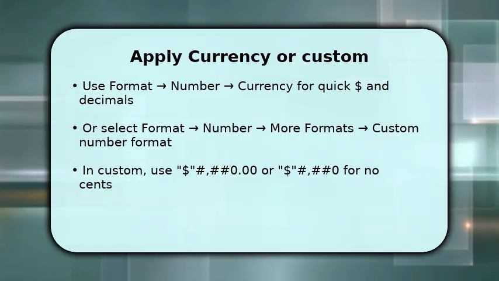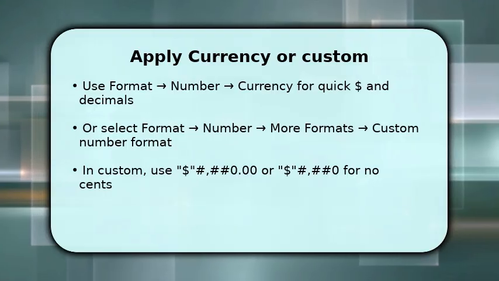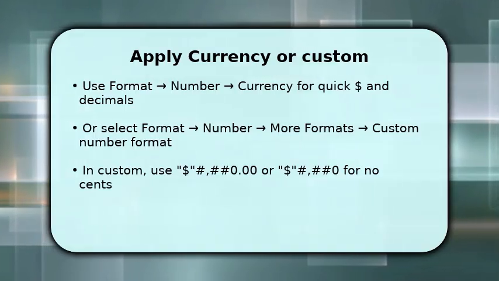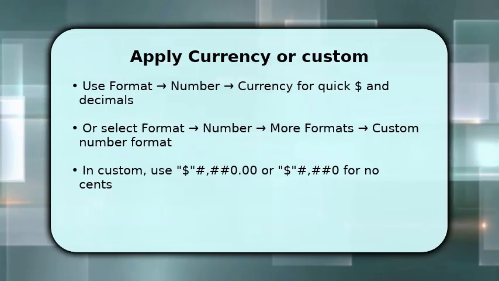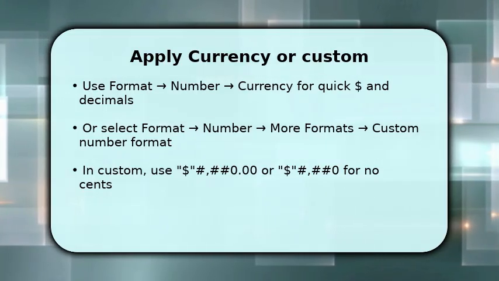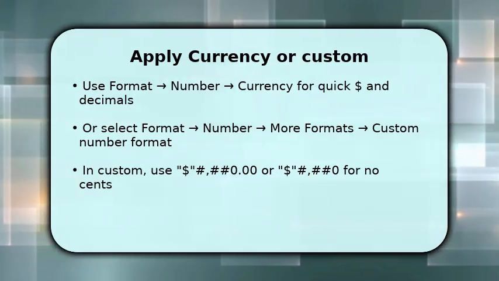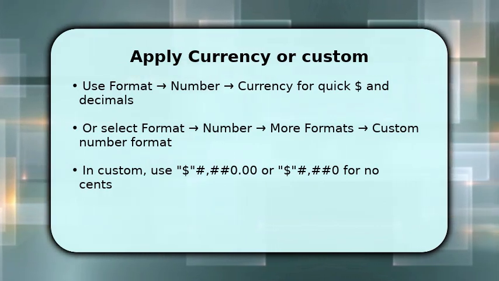For a fast solution, choose Format > Number > Currency, and Google Sheets adds the dollar sign and locale-specific separators. If you need exact control, go to Format > Number > More formats > Custom number format. There, enter $##0.00 to force 2 decimals or $##0 to hide cents. Make sure to include commas for thousands if desired.